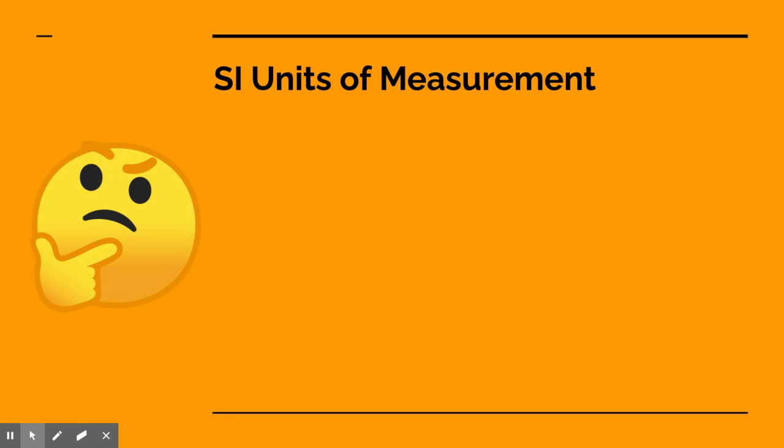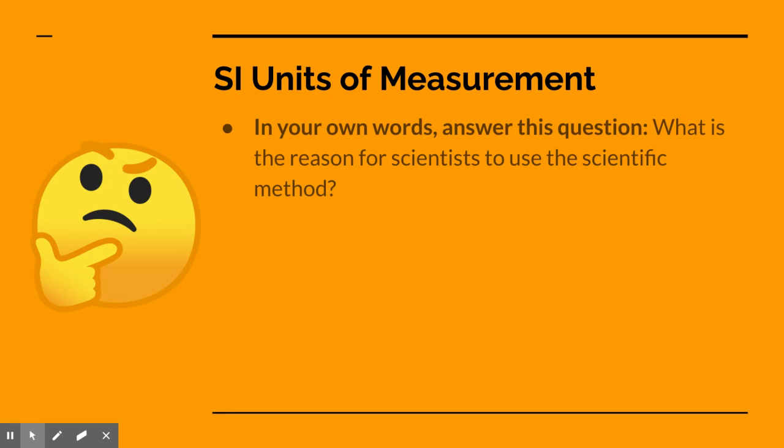Just like last time, let's start off with a question. Take a second here. You can pause the video and write this in your own words. What is the reason for scientists to use the SI system of measurement? Pause the video and try to come up with the best answer here.